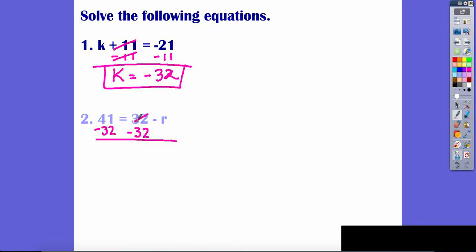So right now, the 32's will cancel. 32 minus 32 is 0. I have my equal sign, and what is left right there is a minus r. 41 minus 32 is, excuse me. And so now I have this equation or this expression left. It says 9 equals negative r. Well, if negative r is 9, then I think negative 9 would be what positive r is. And I have solved.